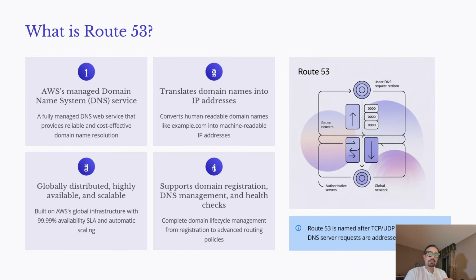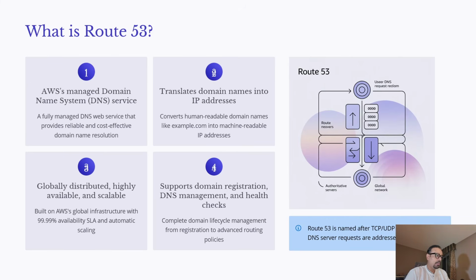And it is globally distributed and highly available, backed by AWS Global Infrastructure. That means it scales automatically to handle large volumes of DNS queries without any downtime. And finally, Route 53 does more than just resolution. It also supports domain registration, DNS record management, and health checks.